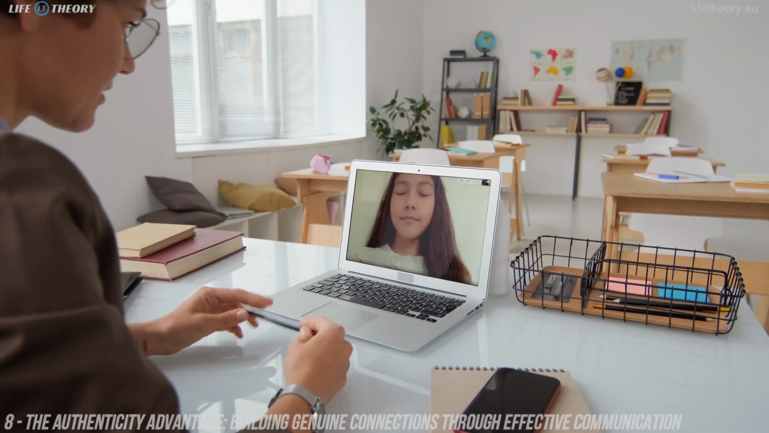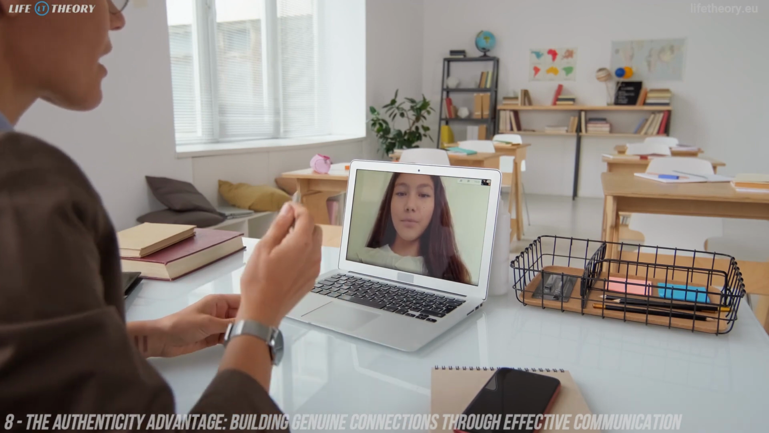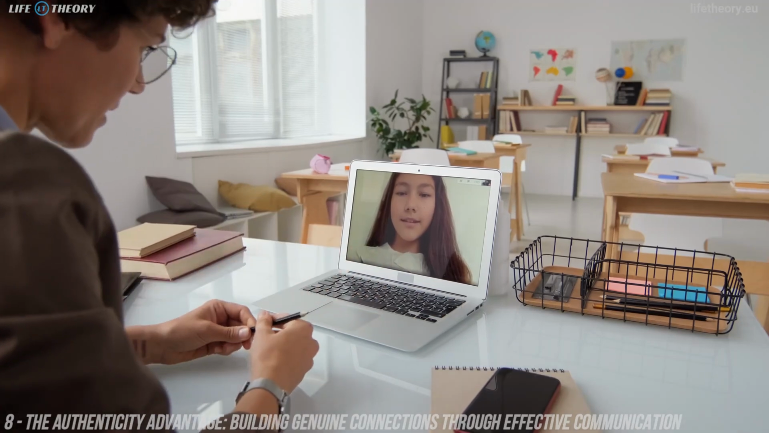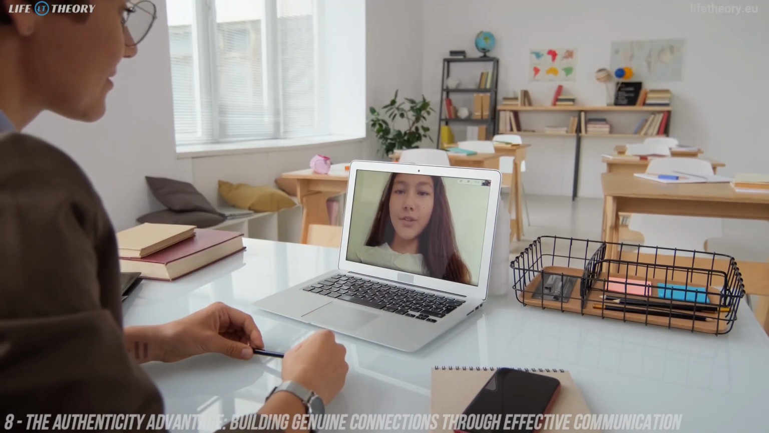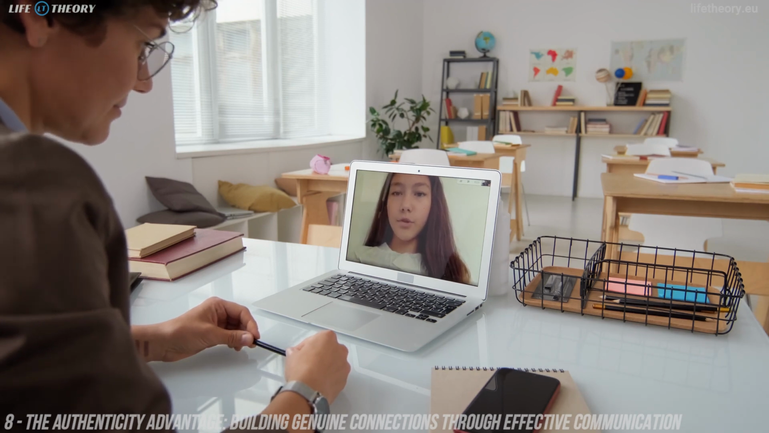Now, get ready for a game changer in your life theory. To communicate authentically, you must recognize that there is no absolute truth. There are only our individual truths, shaped by our personal experiences and perspectives. These subjective truths can never be entirely factual, as they pass through our mental filtering system.